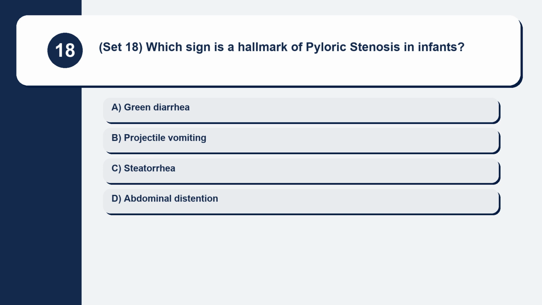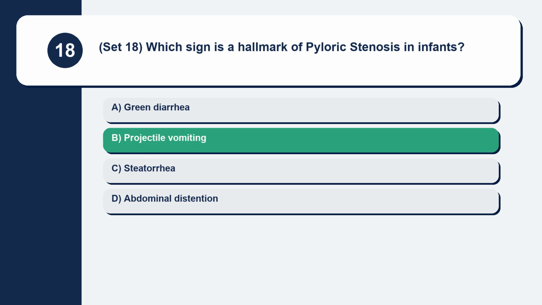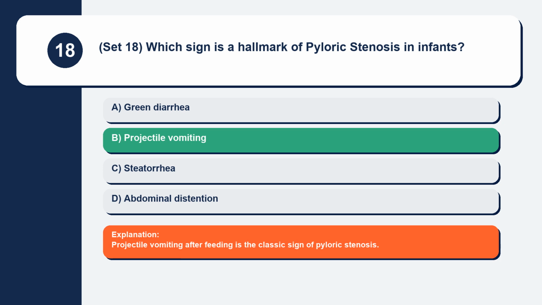Question 18, Set 18. Which sign is a hallmark of pyloric stenosis in infants? Green diarrhea, projectile vomiting, steatorrhea, abdominal distension. Projectile vomiting after feeding is the classic sign of pyloric stenosis.